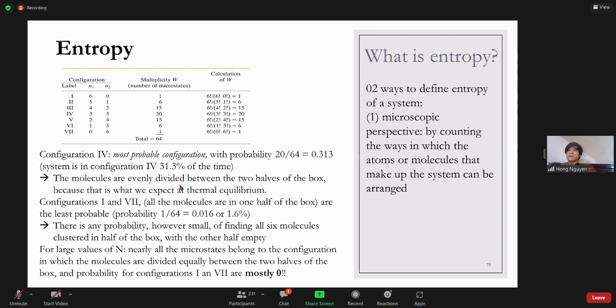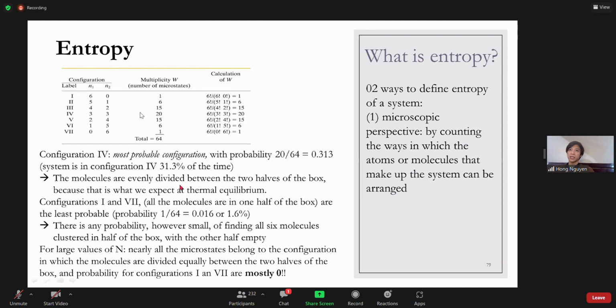Then for large values, for example, 1 mole. 1 mole is already very small, okay? 1 mole of the sample is already very small. But in 1 mole, we have 6 times 10 to the power 23 molecules. So much bigger than our system. Very big. If we apply this for very large values of n, what we see is that nearly all the microstates will belong to the configuration in which the molecules are divided equally between the two halves.